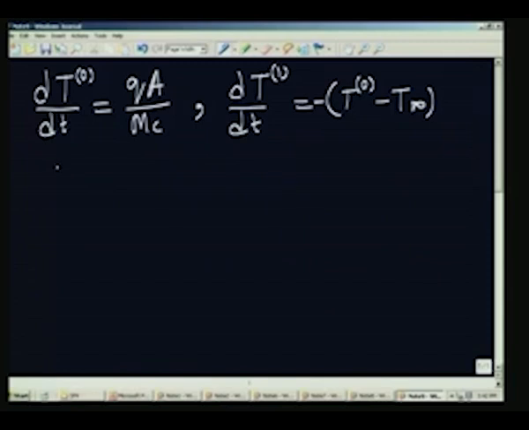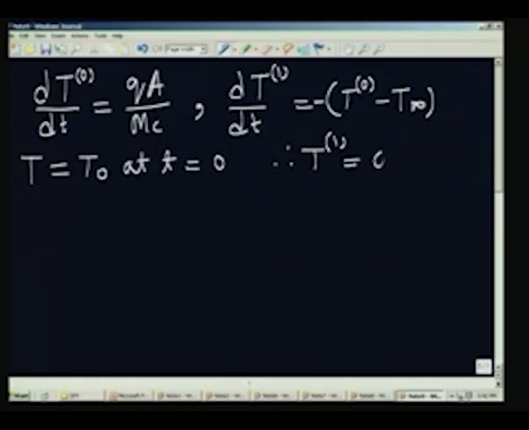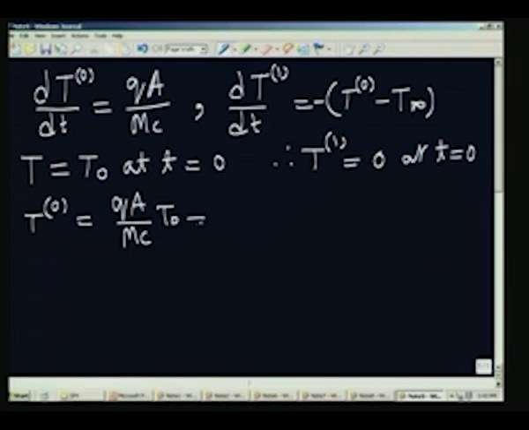So, this can be integrated as we did earlier, assuming that T is equal to T0 at t equal to 0. Therefore, T1 must be equal to 0 at t equal to 0, because T equals T0, and therefore we require T1 equal to 0. And if you integrate this, T0 will come out to be what we had earlier, qA by mc into t, plus T0.